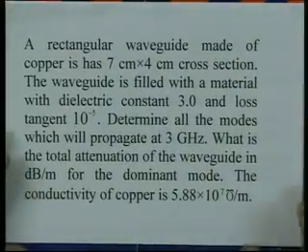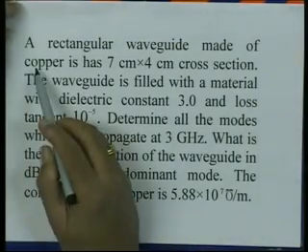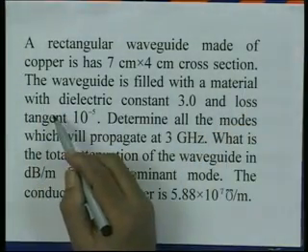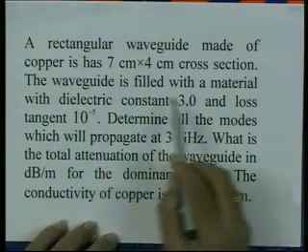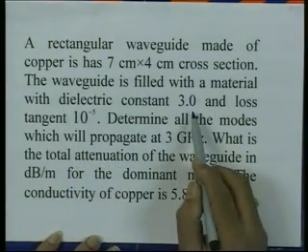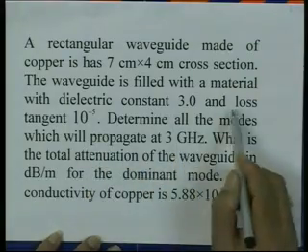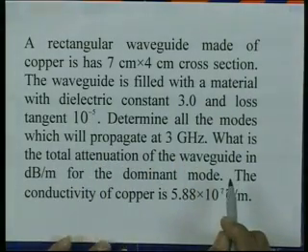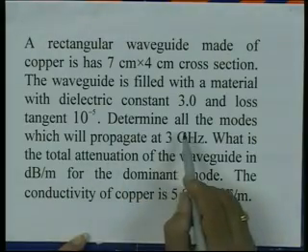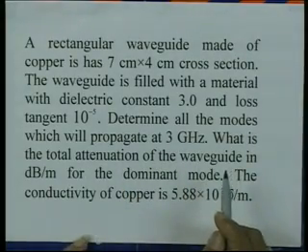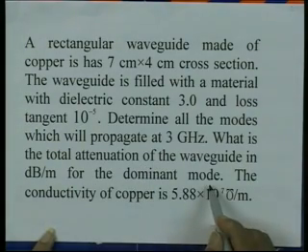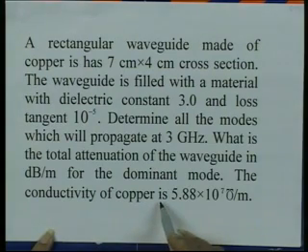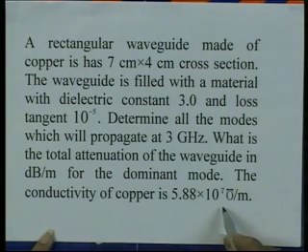Let us take one more problem here, that is a rectangular waveguide made of copper has 4 centimeter into 7 centimeter cross section. The waveguide is filled with a material with dielectric constant 3, and this dielectric material is lossy, so it has a loss tangent of 10 to the power minus 5. Determine all the modes which will propagate at 3 gigahertz. What is the total attenuation of the waveguide in dBs per meter for the dominant mode? The conductivity of copper is 5.88 into 10 to the power 7 mhos per meter.